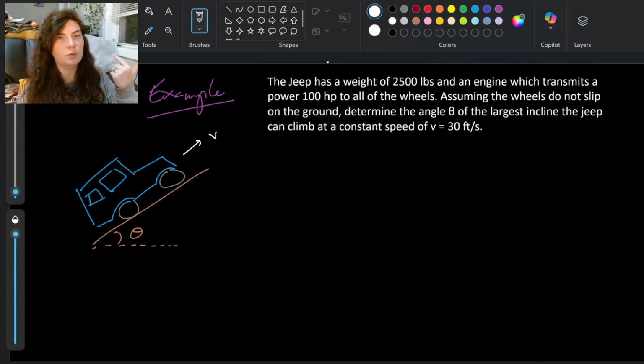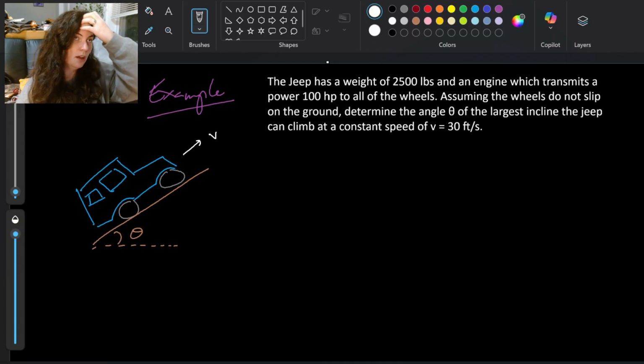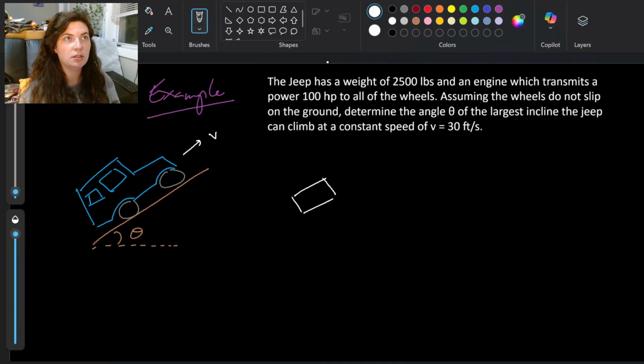Our F equals ma is usually a reliable one, and in this case we have this new power. We have a constant velocity, and we know that power is force times velocity, so that may be a good equation to use as well. But before we do anything, it's best practice to do a free body diagram. It'll really help you visualize and understand what's going on in the problem and what we need to solve for.